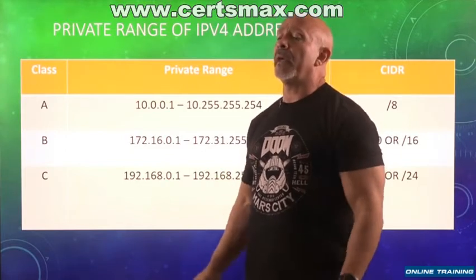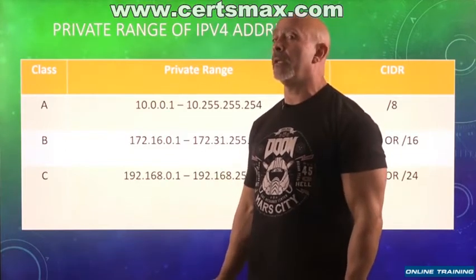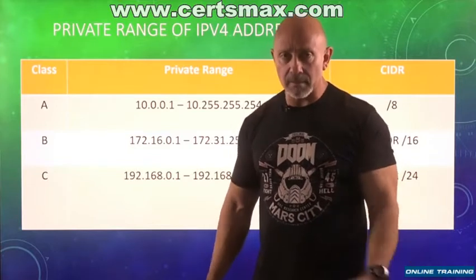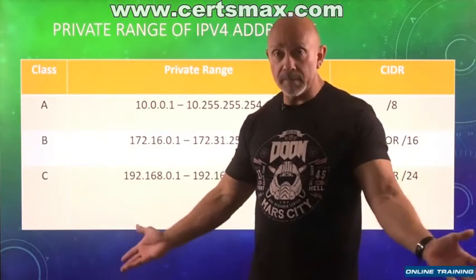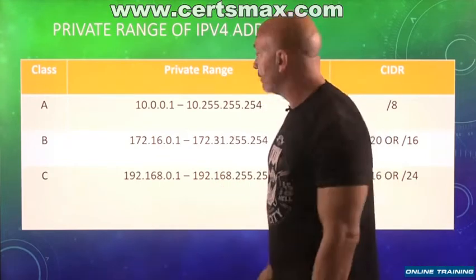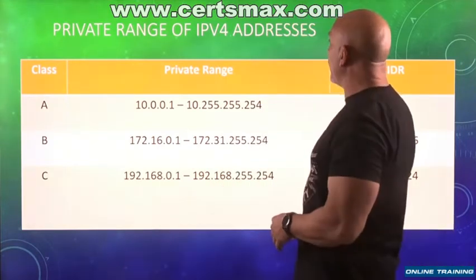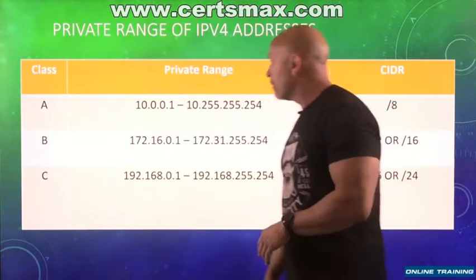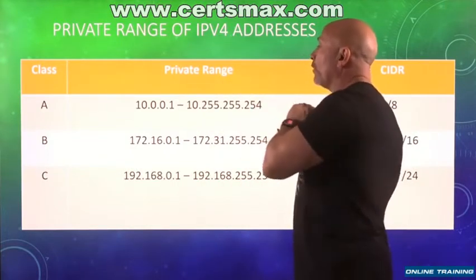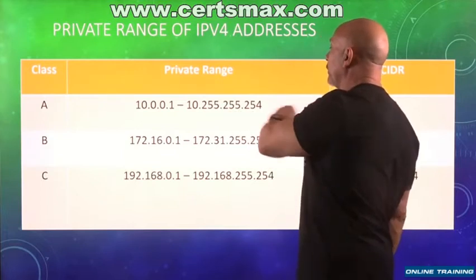But let me answer that one individual. Yeah, but I got a private IP address at home and I go out to the internet. That's because you're running NAT on your Linksys router. That's why. All right, we'll talk about NAT later on. Anyway, so here's our private range of IPv4 addresses. We have the class A, B, and C. We have 10.0.0.1 for A through 10.255.255.254.